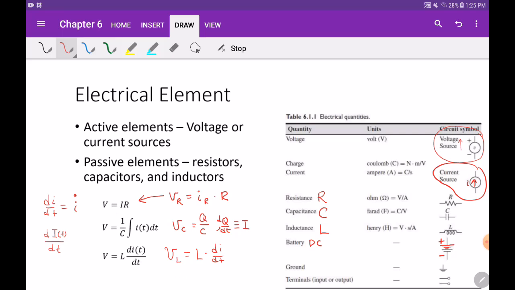And then there's actually one more equation that's missing that we may use. That's the power dissipated. This is measured in watts, which is same as joule per second. It is the voltage times the current. Okay, let's go to the next slide.